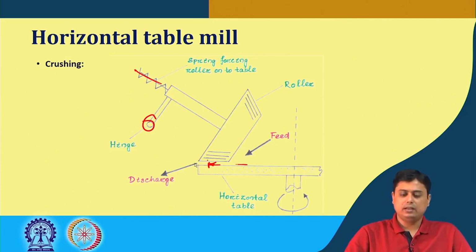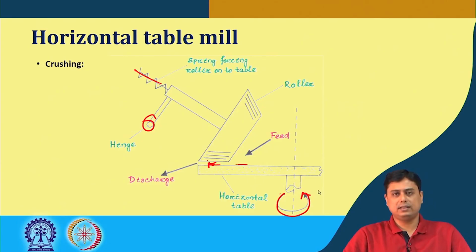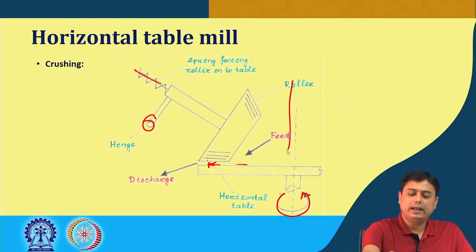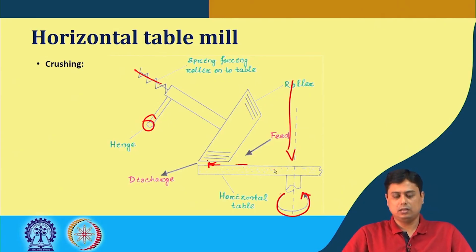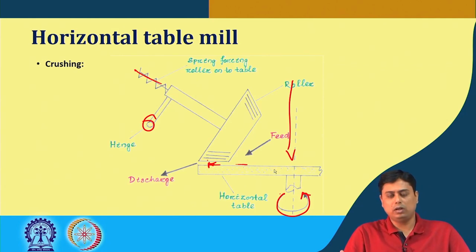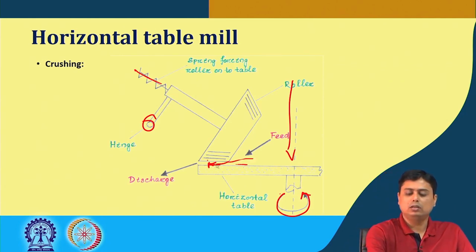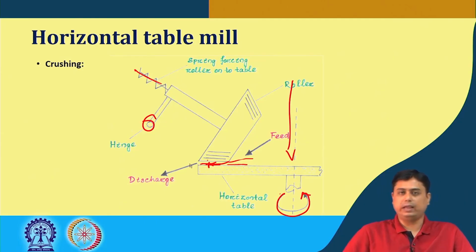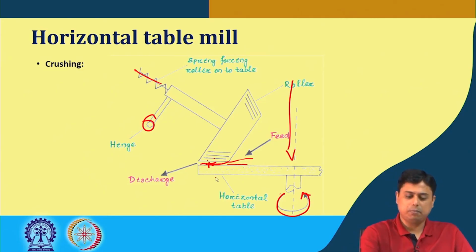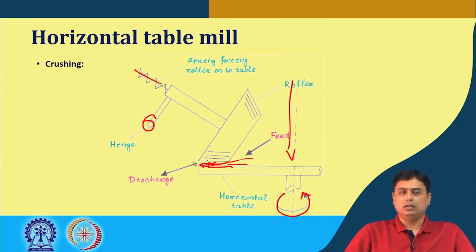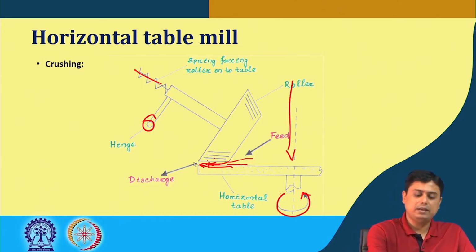So, what happens here is that this horizontal table rotates about its axis. The feed that comes in on the plate is accelerated by the centrifugal motion. It tends to move outward, and as it moves outward it can only pass through this gap, which is created between this crushing roll and this plate. As it passes through this gap, it is crushed, the size is reduced, and the discharge is collected.